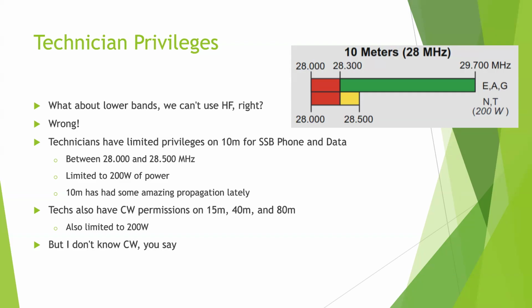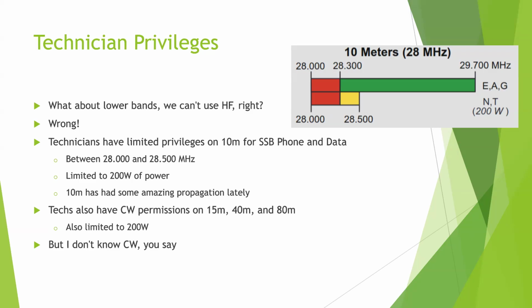Now, if you think about 10 meters, CB radio is 11 meters. And so 10 meters has very similar characteristics to CB radio as far as its propagation. And if you think about what you can do on that 10-meter band, even with 200 watts or less, you can really get out there a lot. We also have CW permissions on 15 meters, 40 meters, and 80 meters, also limited to 200 watts.